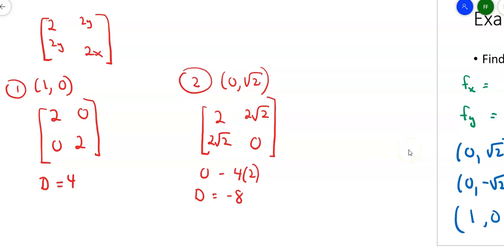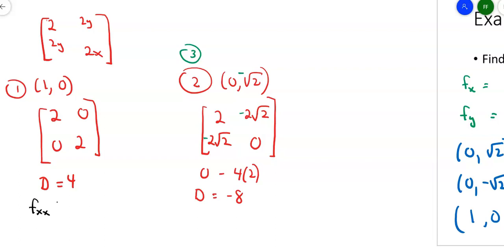Now, do you realize that if I were to come here and say, let's do it for 0, negative square root of 2, the only thing that would change is those two things would both be negative. But now when you multiply two negatives, you get back a positive. So it turns out that 0, square root of 2 and 0, negative square root of 2 actually yield the same determinant. Let's apply the test. So in the first case, the determinant is 4.